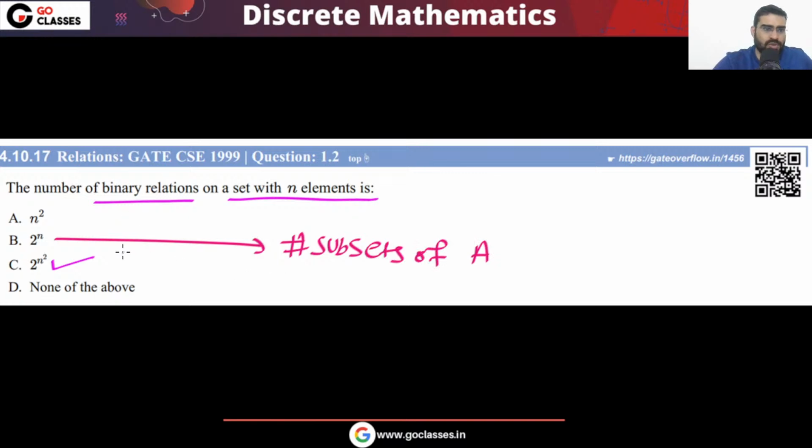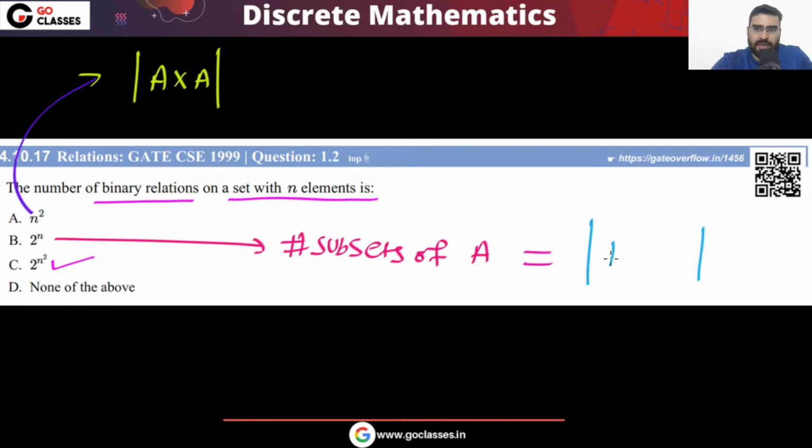How many subsets of A? That will be 2 power n. And what is this one? This is the cardinality of A cross A. So option A is the cardinality of A cross A, and option B is the number of subsets of A. So I can also say that this is the cardinality of the power set of A. Okay, let's move on now.